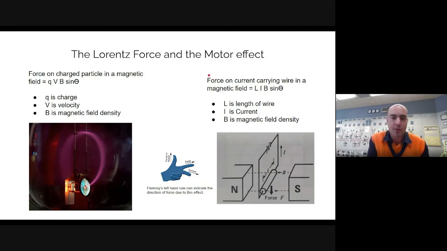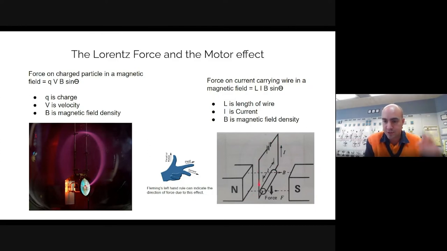All right, so that gets us to how this links to the motor effect. Now, on the right-hand side of that picture there, we've got a couple of magnets, a north and south pole, and there's a magnetic field between them. There's a length of wire in there, and we connect a battery to that length of wire, which allows a current to pass through it. So we've got a current flowing through a wire that's in a magnetic field.